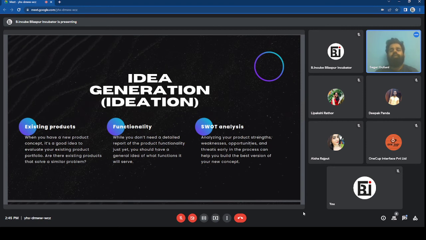So in the ideation stage, you are having a thought about three things only, right? You are building an extensive product or a similar product, or you are modifying some changes in an existing car or a luggage bag. When you have a new product segment, it's a good idea to evaluate your existing product portfolio. Are there any existing products that solve a similar problem? So you have to identify this also.